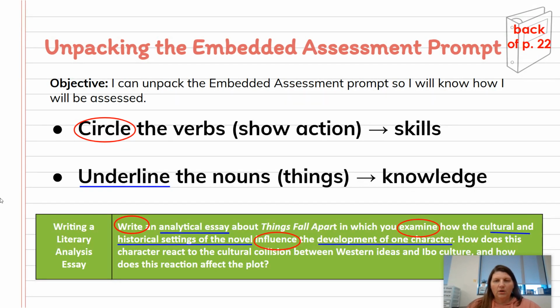The other verbs are examine and influence. So we are going to be examining, and what we're examining is the cultural and historical settings of the novel and how that influences or changes something about the development of the character. The things we need to know are analytical essay, cultural and historical settings of the novel, and development of one character. Once you have those things annotated on your paper, then you're done unpacking the embedded assessment prompt.